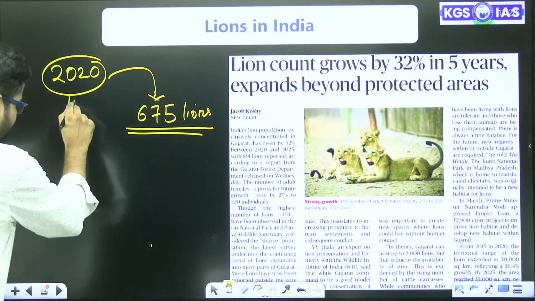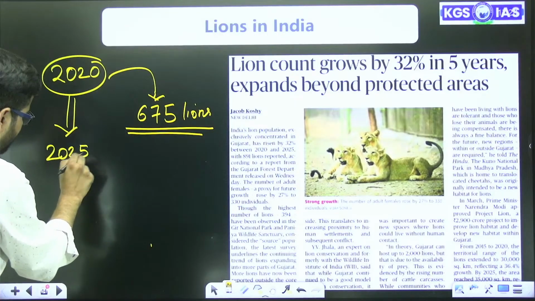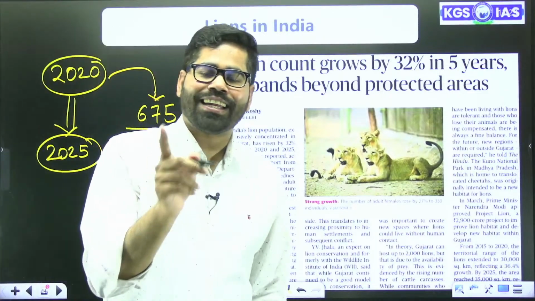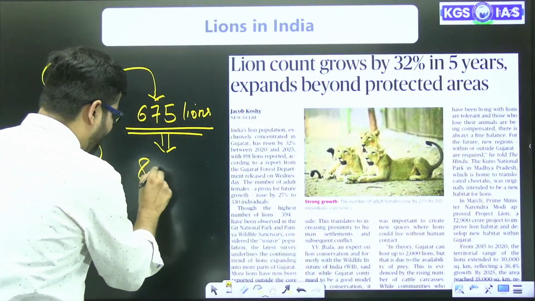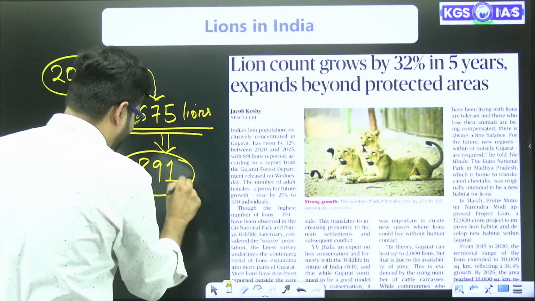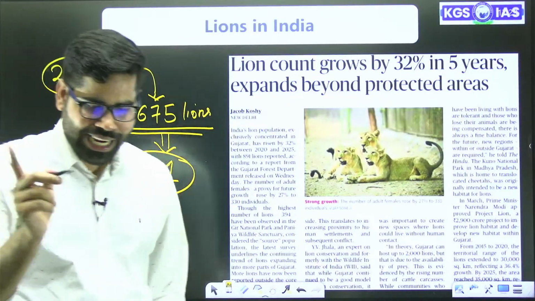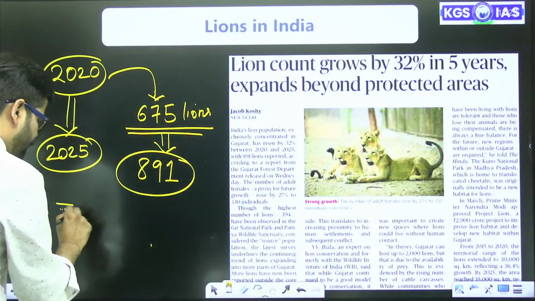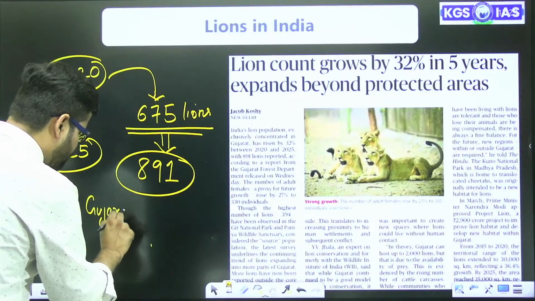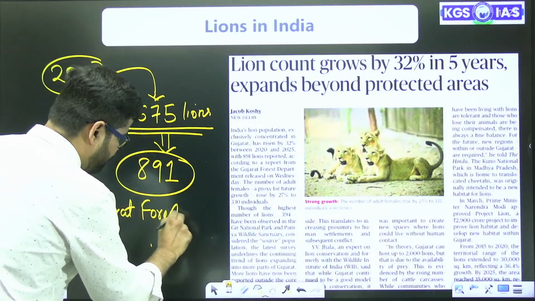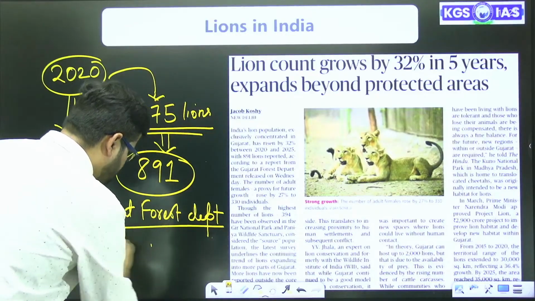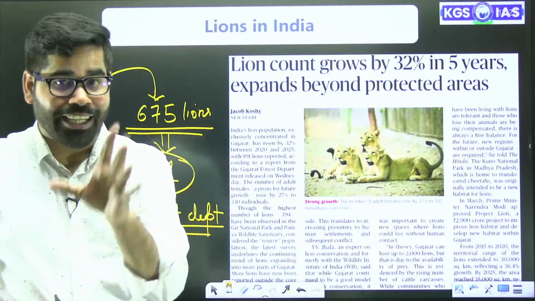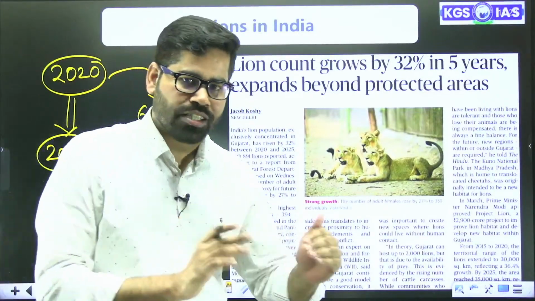Now, in 2025, the number of lions has increased to 891. So now we have 891 lions in India, as per the Gujarat Forest Department. This information has been given by the Gujarat Forest Department. So that is the first part.